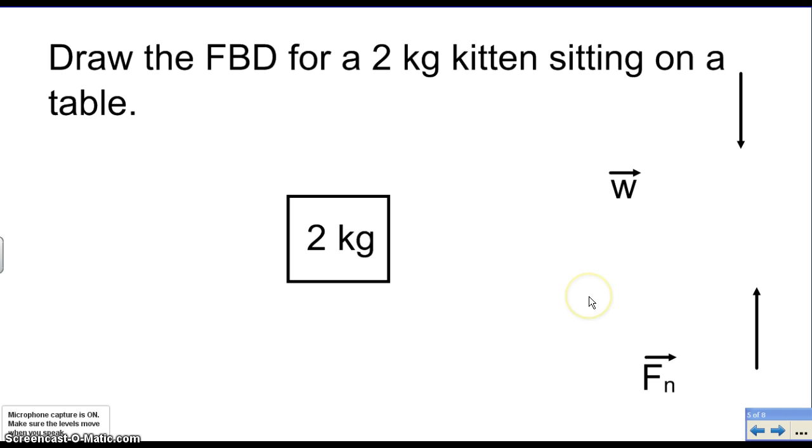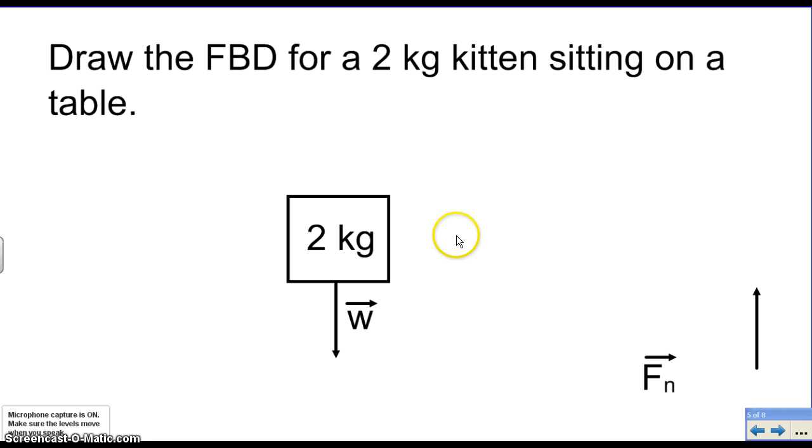Now the kitten exists on Earth, so it has weight, and weight is down. I'm going to put that with the tail of the arrow attached to the box. And then I'm going to label it weight, lowercase w with an arrow over it because it is a vector.